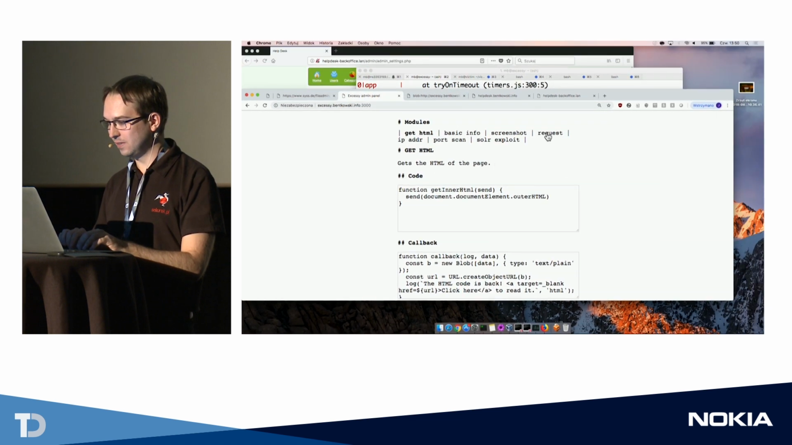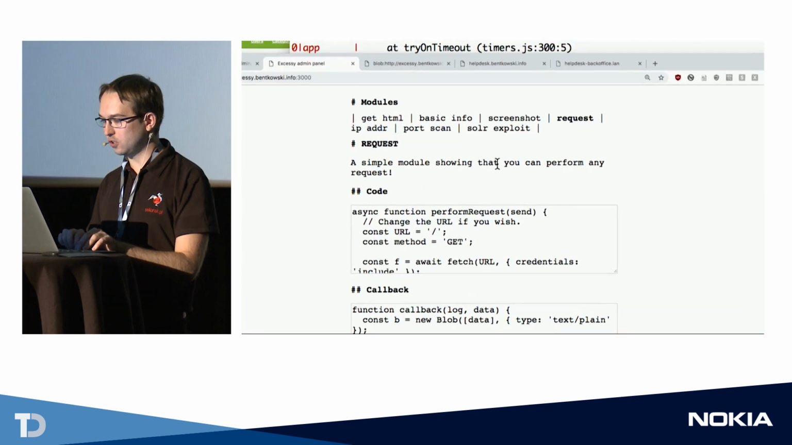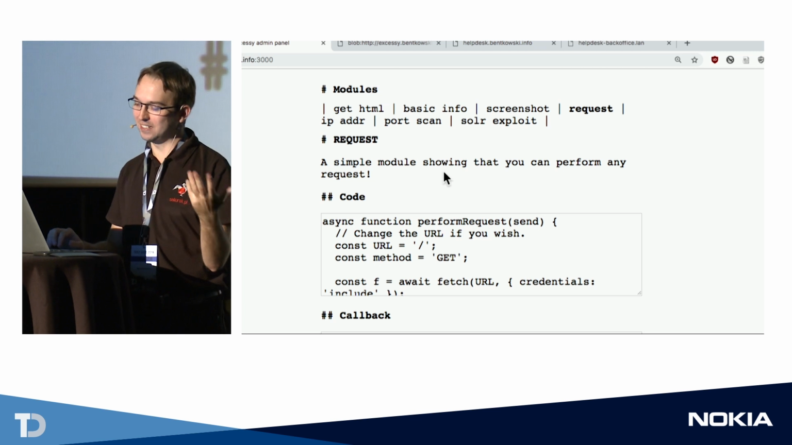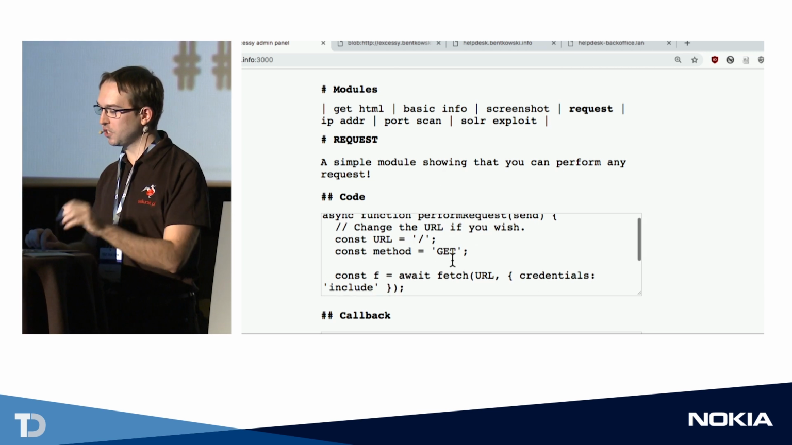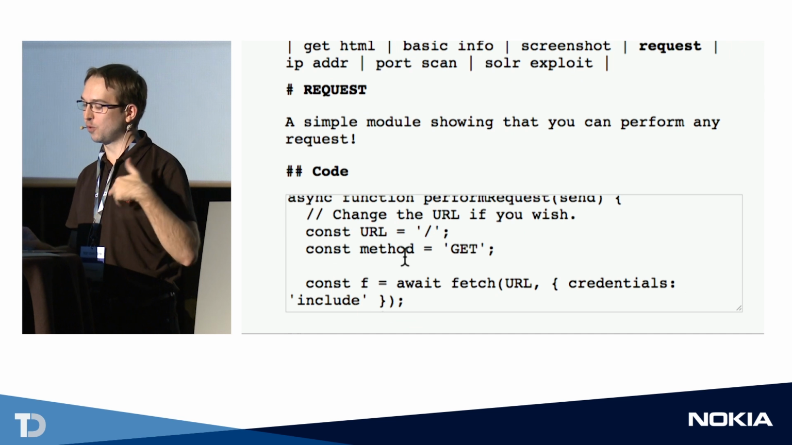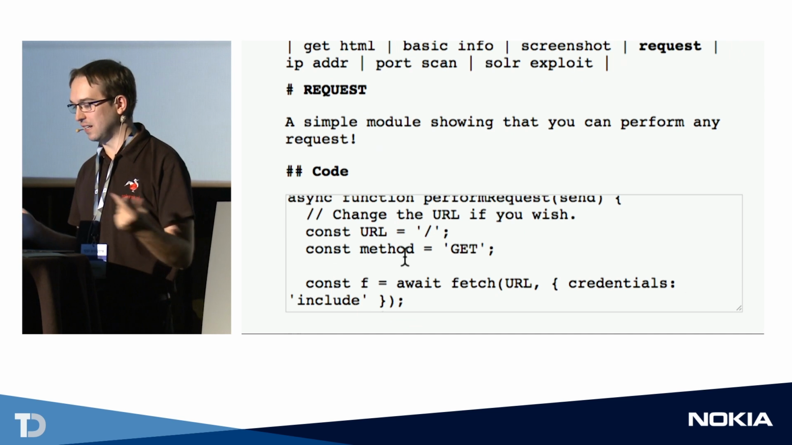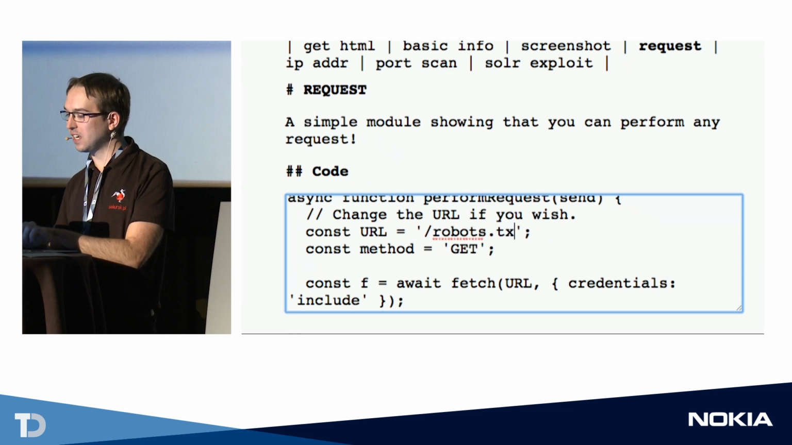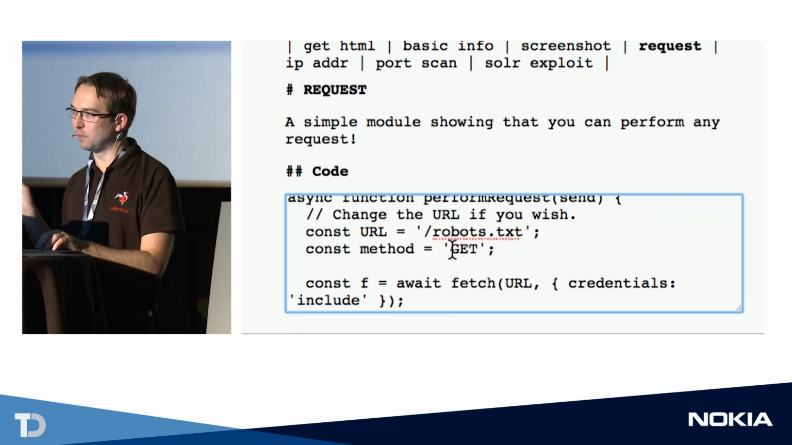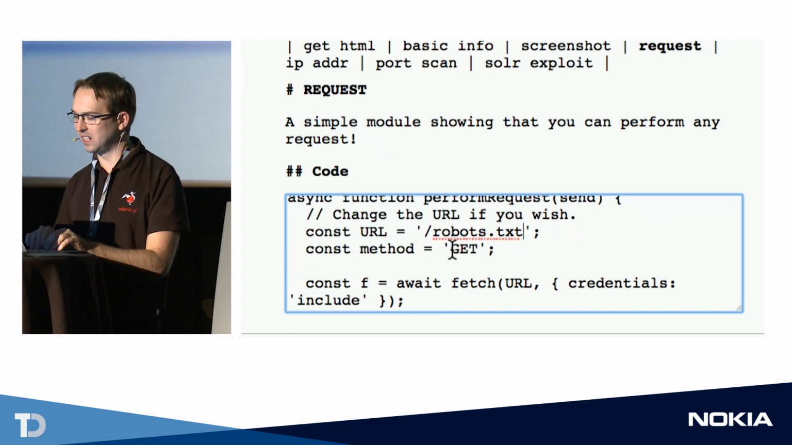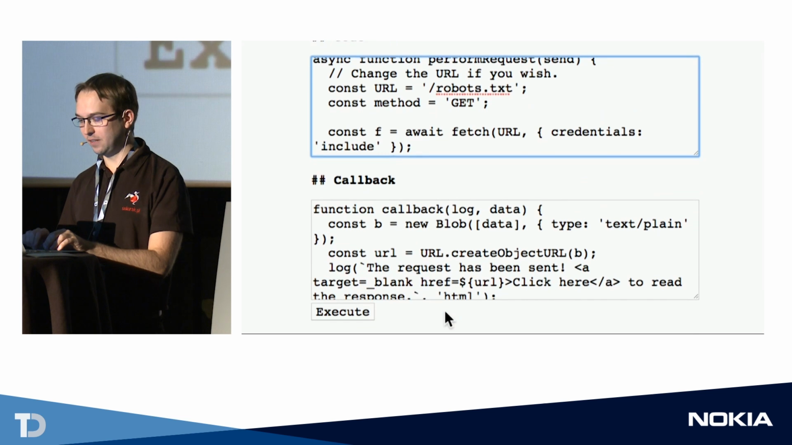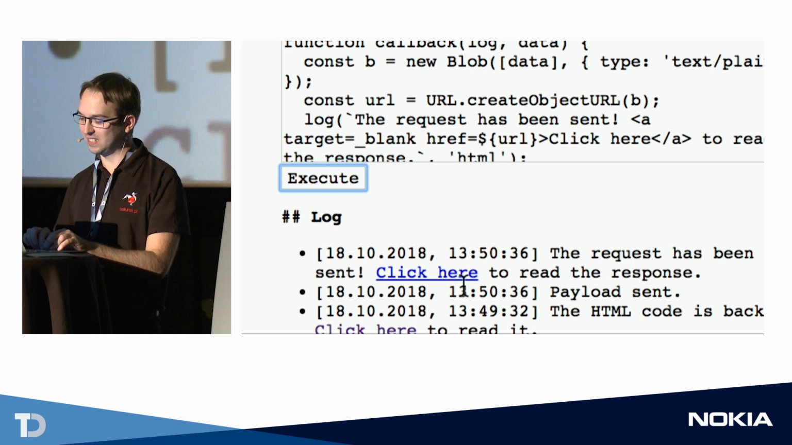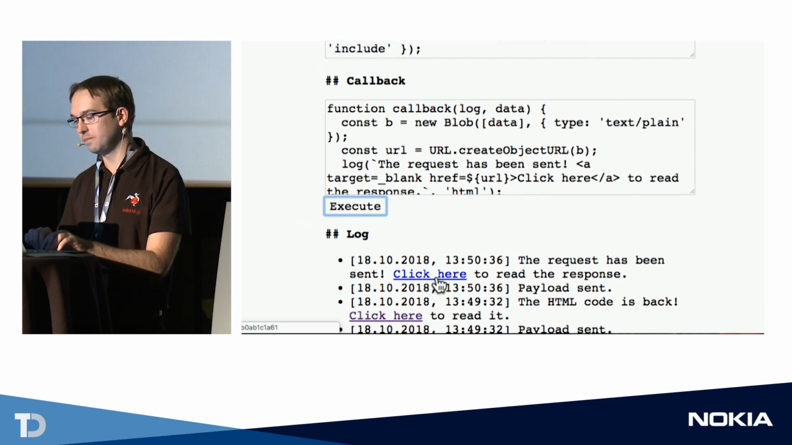The second thing is a module that is called request. So I can perform any request on the domain that is XSSed. Just as with the WordPress, but with the WordPress I needed to prepare in advance the code to execute some request. Here I can write it right now. For example, I can get robots.txt from the domain helpdesk backoffice LAN. And when I try to execute that, I have an information. The request has been sent. Click here to read the response.